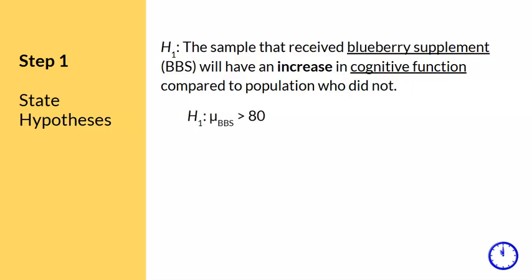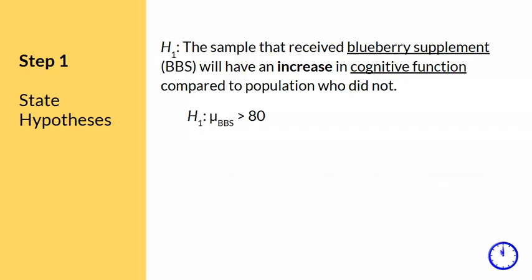In notation, mu BBS is greater than 80. In other words, if we could treat the entire population with blueberry supplement and the increase that we predicted happened, then the treated population should be greater than, note the sign, than the population mean. In the lecture example, the population mean is mu equals 80, so we will place the numerical value of the population mean in the notation.